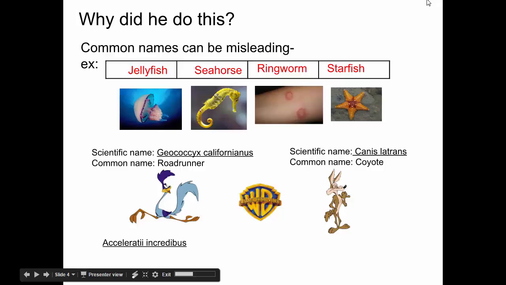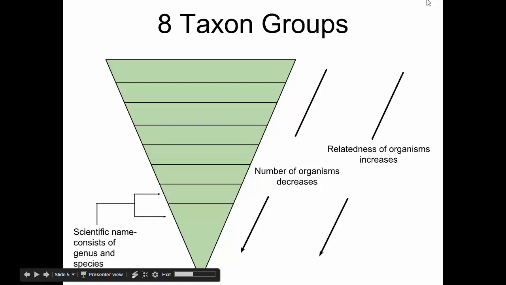For example, Accelerati incredibus is one that's been used before for Roadrunner. So it's kind of a joke. It's not the actual scientific name. The actual scientific name of a Roadrunner is Geococcyx californianus. They give it these fake names that look Latinish. A coyote is actually Canis latrans, but they give it the name Idiospermia. They change them all the time. Those are jokes that look like a scientific name and sound Latin, so next time you're watching one of those cartoons, check it out and you'll recognize it.